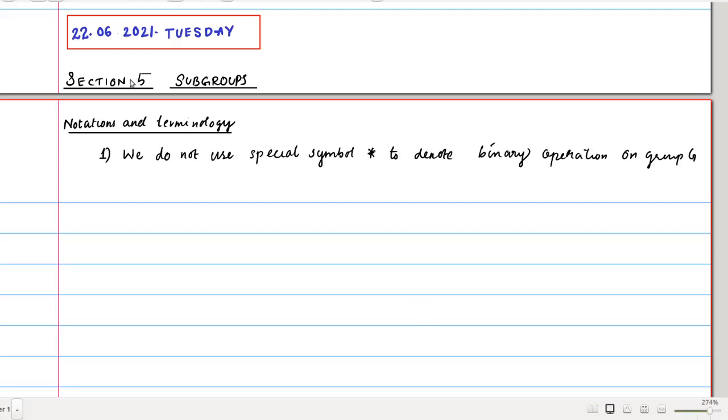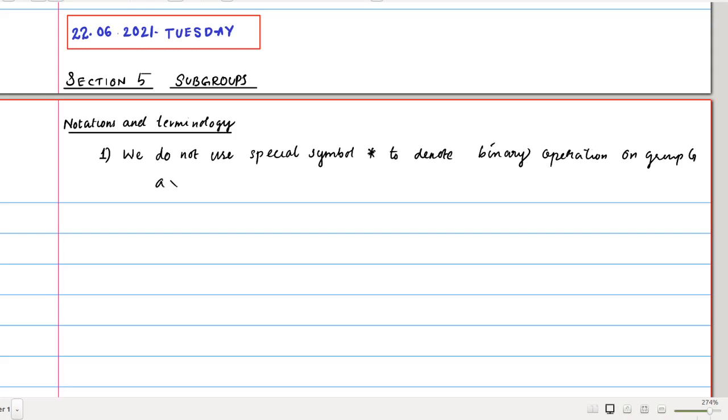Hi all, today we start discussing section 5, subgroups. Before we go into defining a subgroup, we have some notations and terminology that we have adopted in this chapter from this section onwards. That is, we do not use the special symbol star to denote the binary operation on a group.